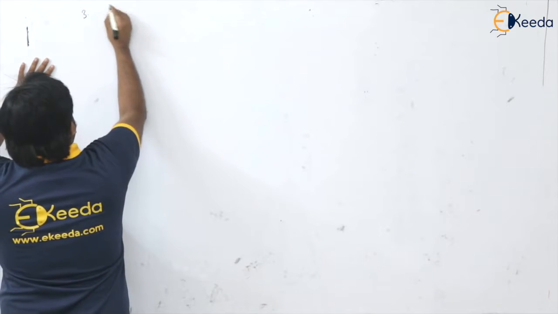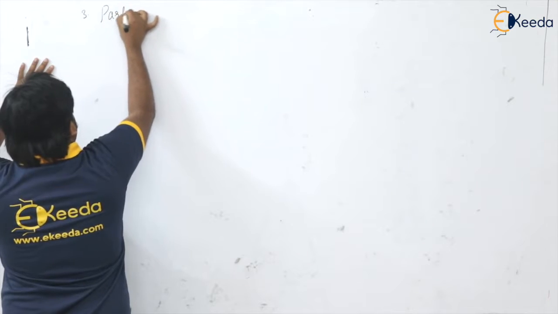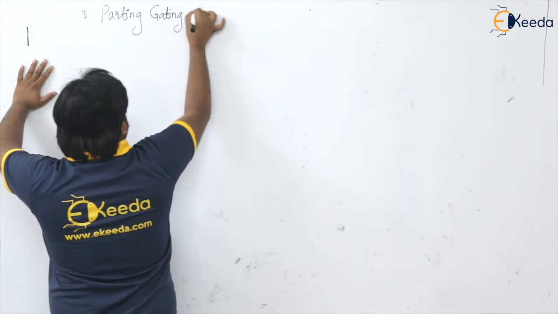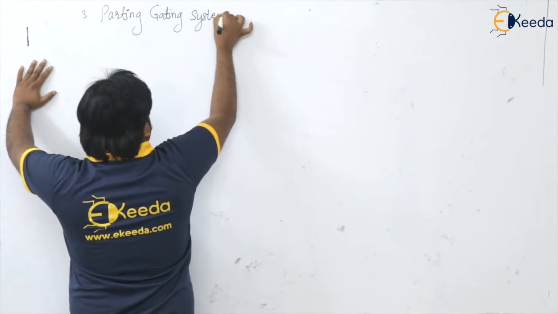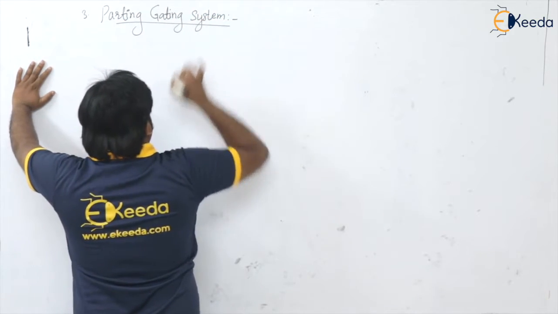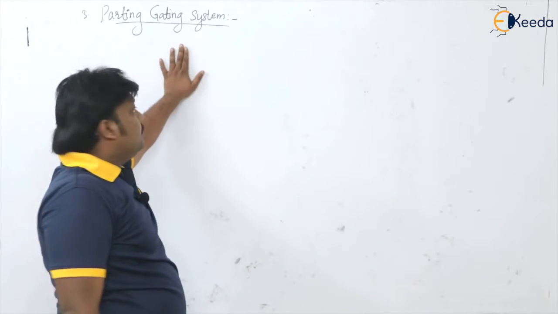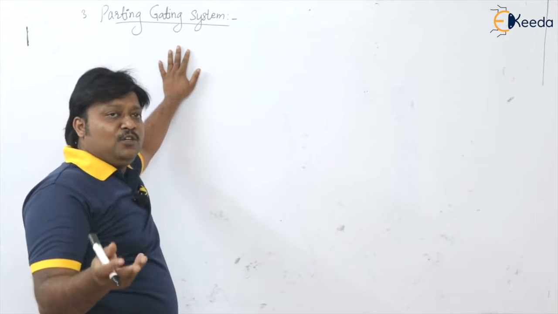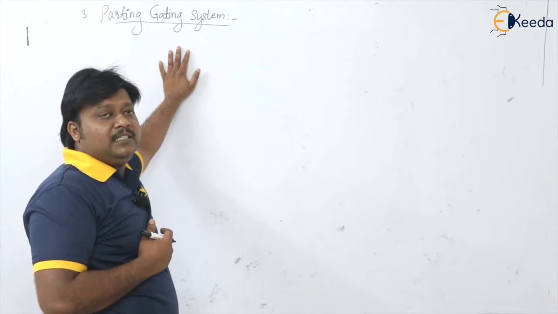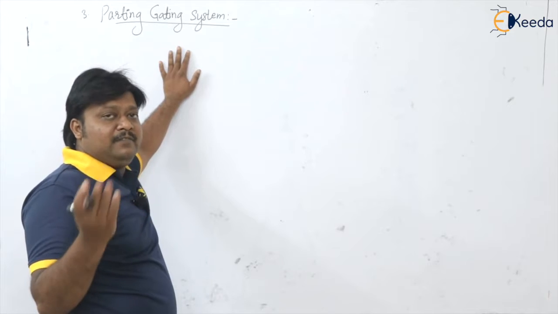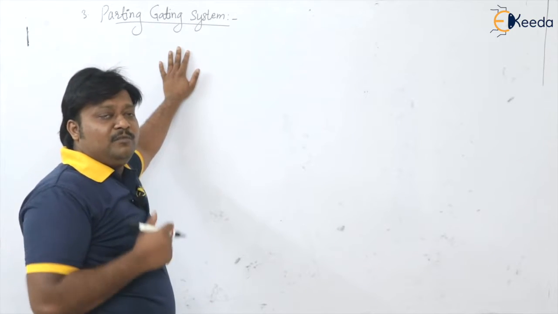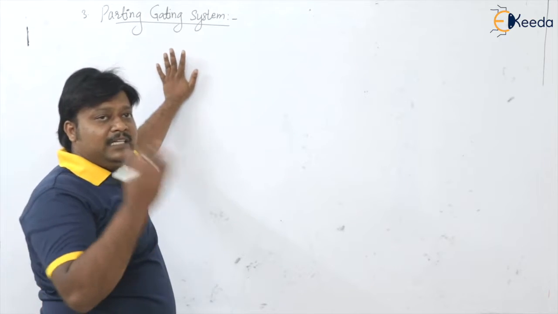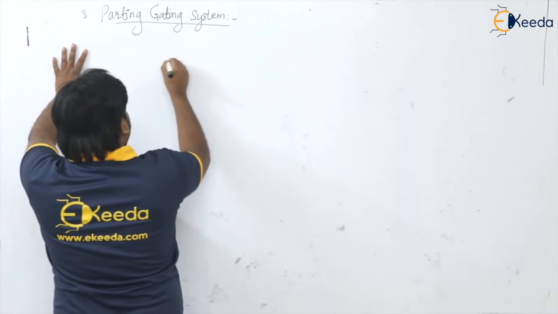Next, the third gating system, we are having the parting gating system. The parting gating system. So this gating system is basically having the advantages of both the top gating system as well as the bottom gating system. For the top gating system, we are having the minimum pouring time, and for the bottom gating system, we are having no sand erosion. So both of the advantages are here. Okay, you can see here.